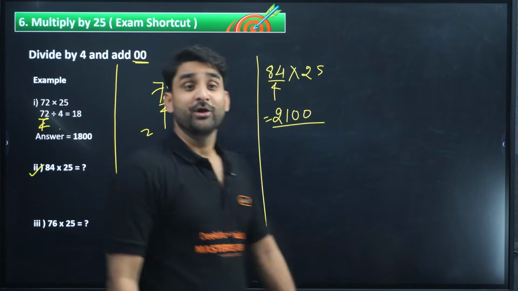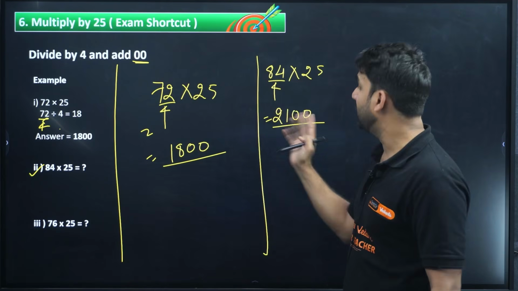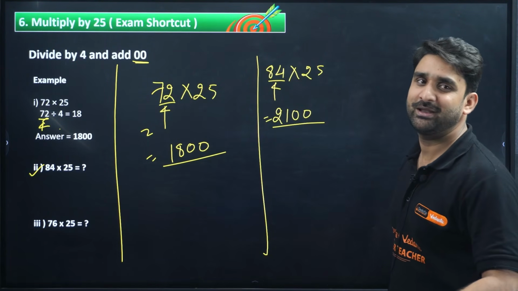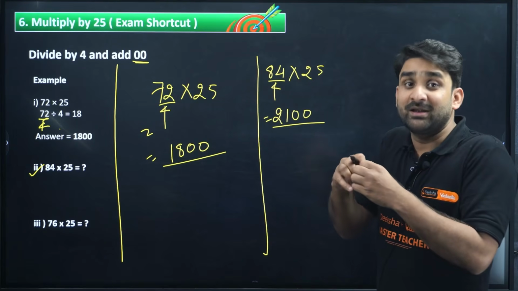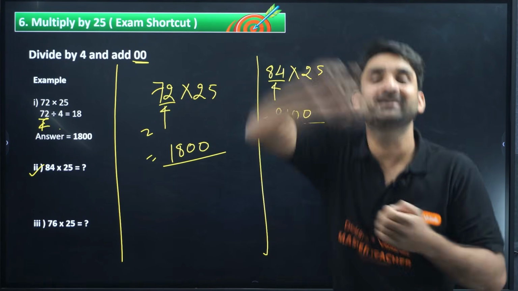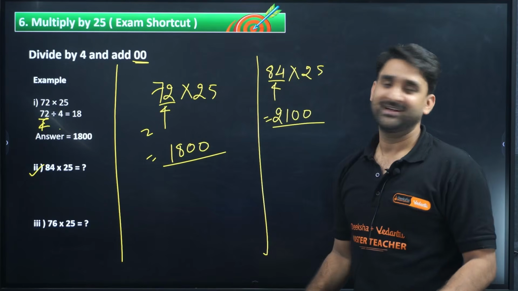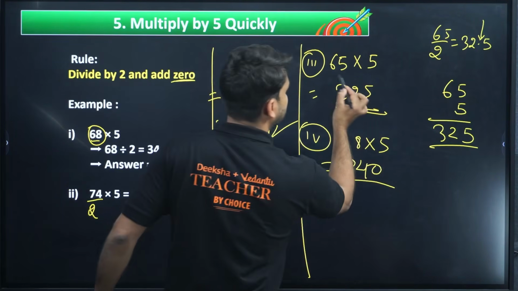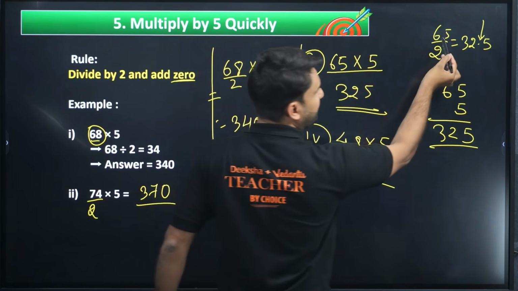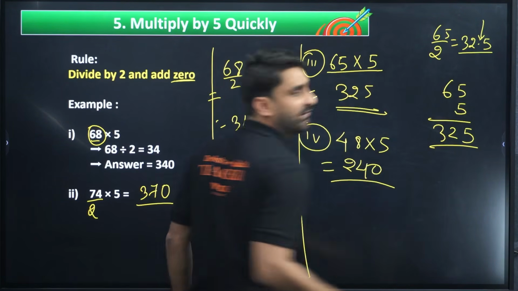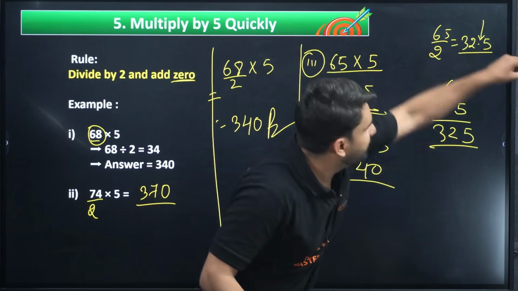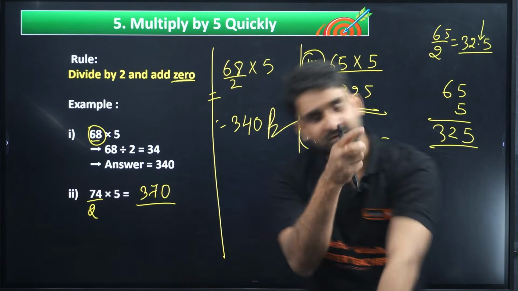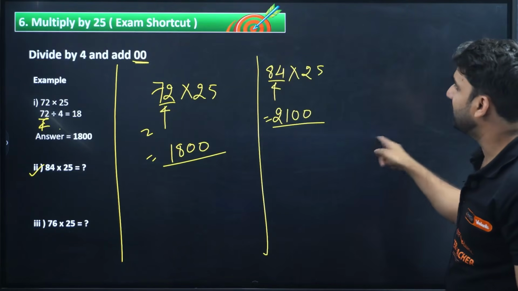And you might be thinking, sir, if the number is divisible by 4, then we can apply this trick. This is not fixed. If the number is not divisible by 4, the number would be in decimal form, so you need to remove the decimal only, my dear. I have already told this short trick. When 65 is multiplied by 5, we divide 65 by 2 and get 32.5. So only remove the point, and you don't need to put any zero over there. Similarly, the same procedure we can follow here.